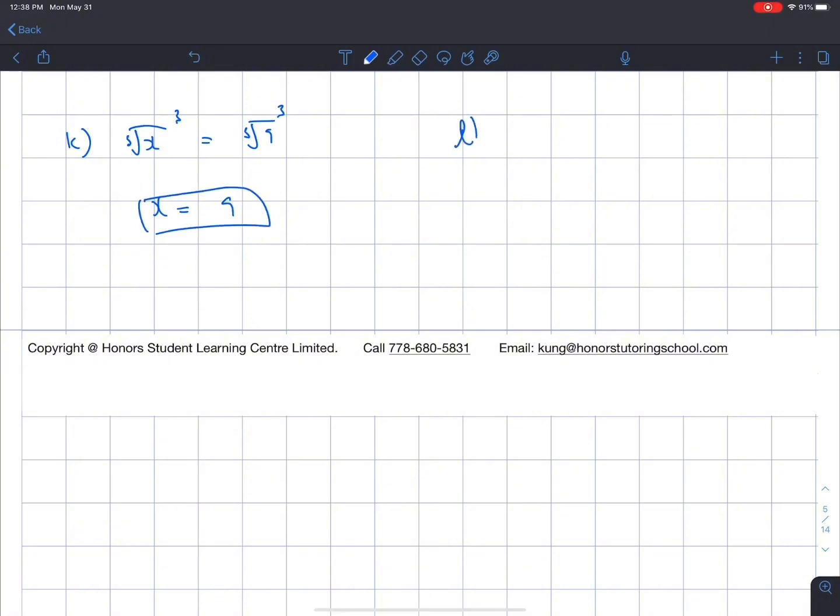And the last one is L. The cubic root of x squared equals the cubic root of 9. Again, we raise both sides to the power of 3 to get x squared equals 9, and now we can square root both sides to get x equals 3.